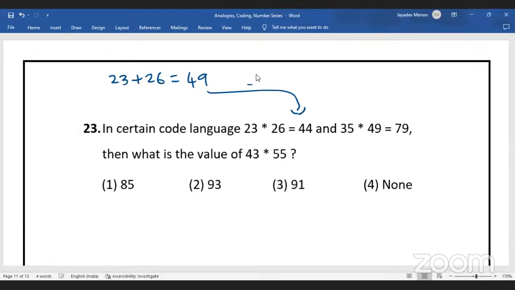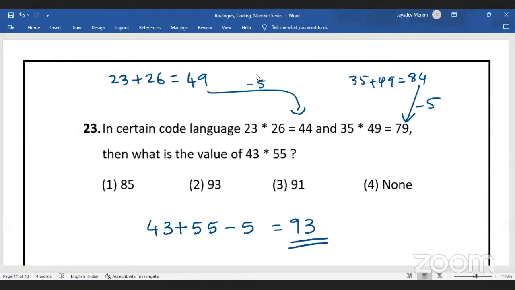Now 49 minus 5 gives 44. And if we are adding 35 plus 49, the answer is 84. Now 84 minus 5 gives 79. So the operator star means first add, then subtract 5. So 43 star 55 will be 43 plus 55 minus 5. That is 93. So option 2 will be the answer.